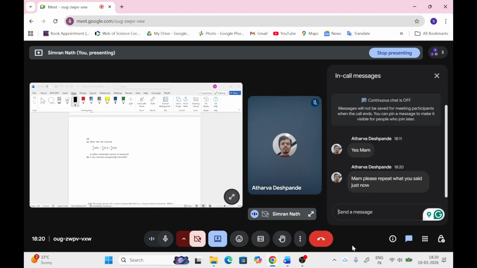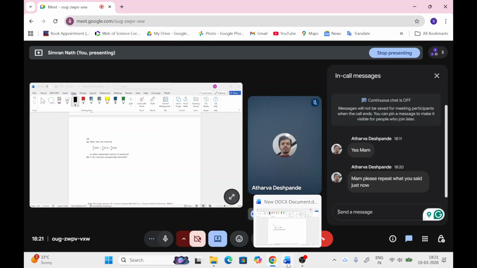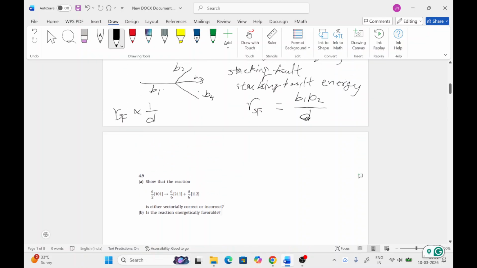Okay, now please repeat. I said that the dislocation partial creates some region which is called the stacking fault, and the created region, the stacking fault, possesses some energy. That energy depends on the Burgers vector and the distance between these partials. That energy is inversely proportional to the distance between these partials.